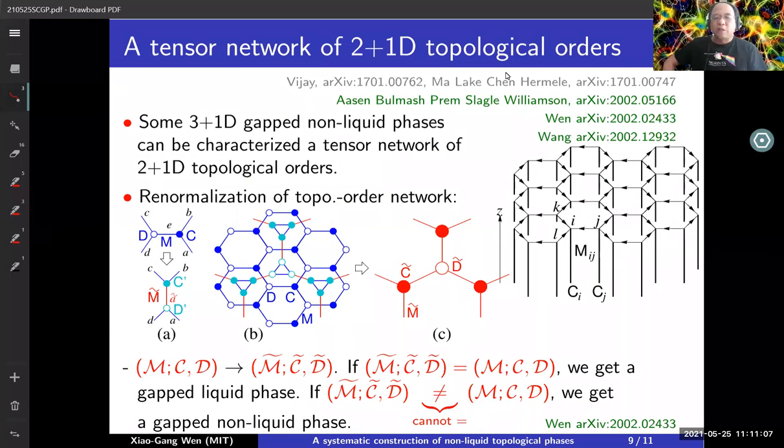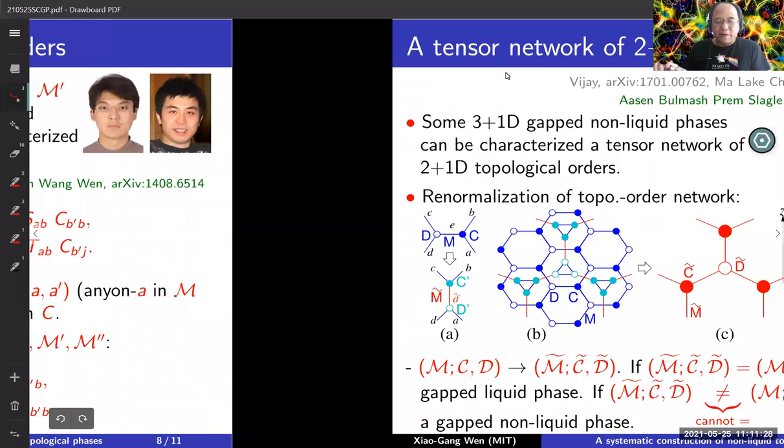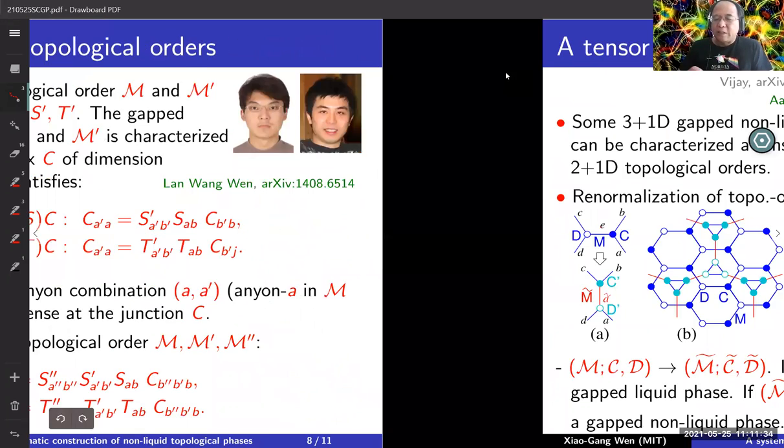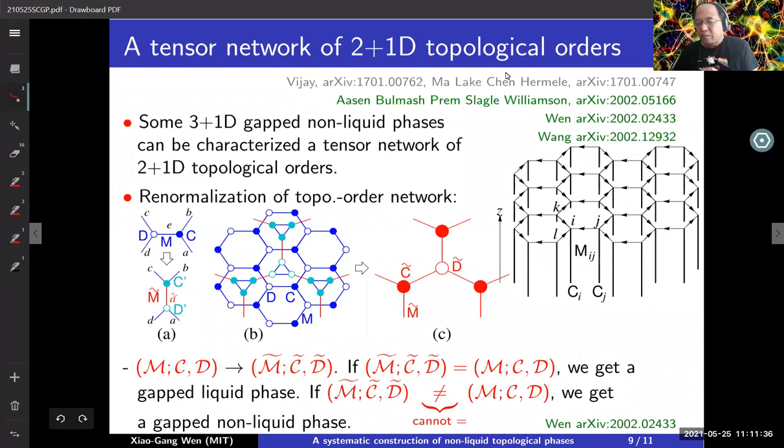So this is the ingredient for us to build a tensor network of the 2+1 dimensional topological order. So we can imagine we have a lot of 2+1 dimensional topological orders and they join together, and then they form this tensor network. And the data to describe their joining is really this rank three tensor satisfying this condition. And the ST matrix is the data to describe a topological order on a surface.